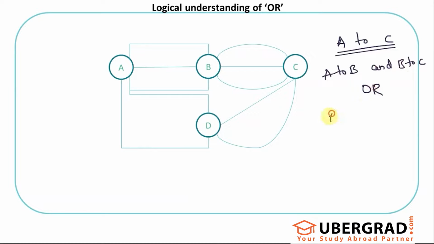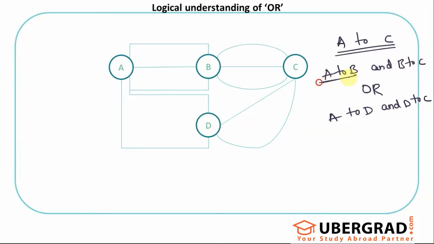Or go A to D and D to C. Is this clear? If I have to go from A to C, what are the different possibilities I have? Go from A to B, and then from B to C. Or I go from A to D and then go from D to C.